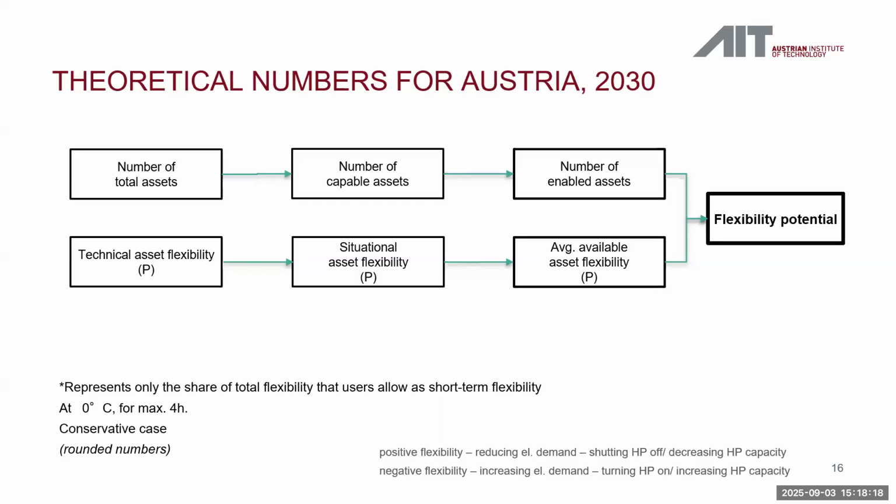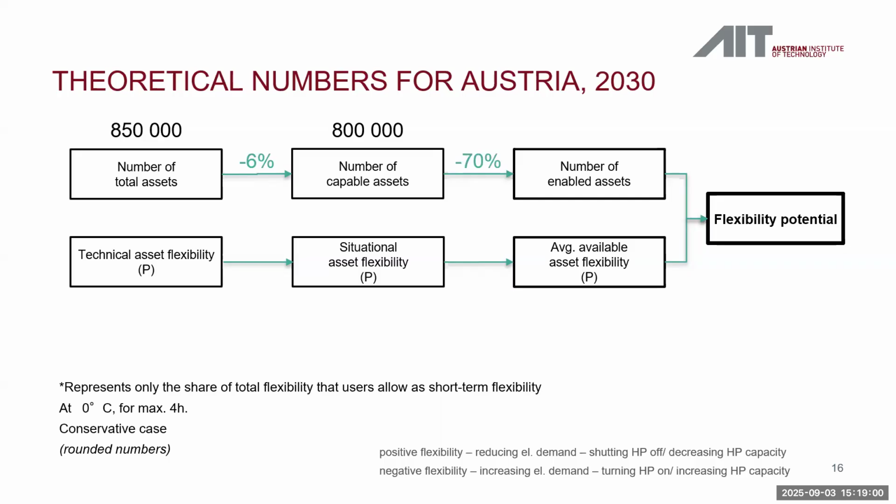I would like to show you some numbers for an example. So Austria in 2030. This is a conservative case, meaning that I took a moderate forecast for the total number of assets. And in all other cases, taking the influencing factors into account, it's a conservative case. Let's start at the total number of assets, which is 850,000. We lose some at capable assets and arrive at 800,000 capable heat pumps that could provide flexibility.